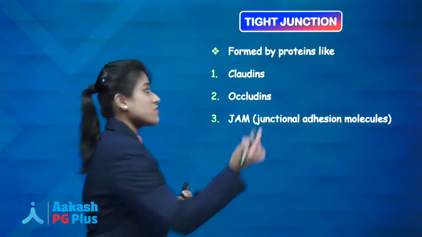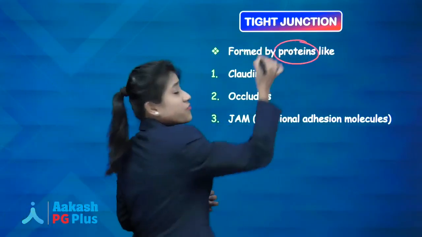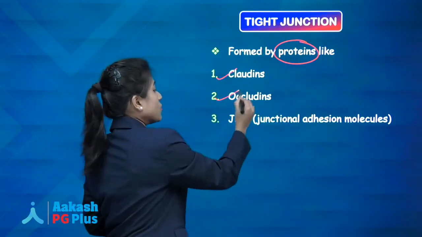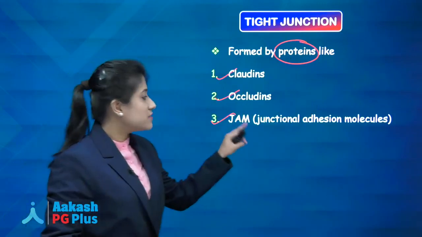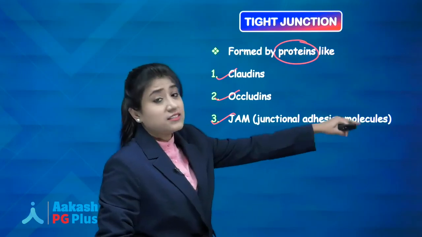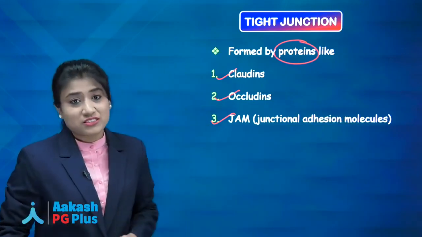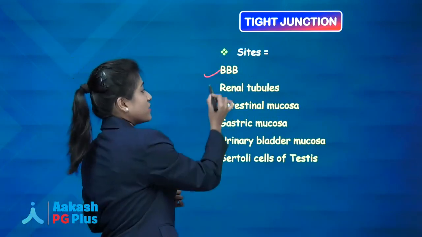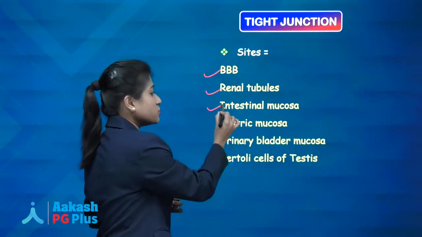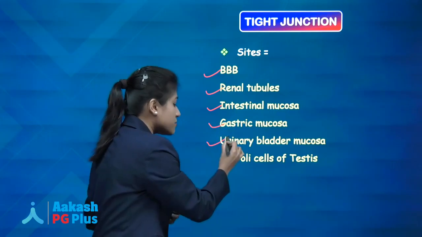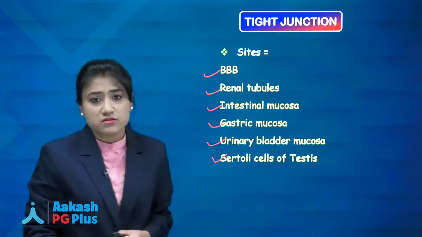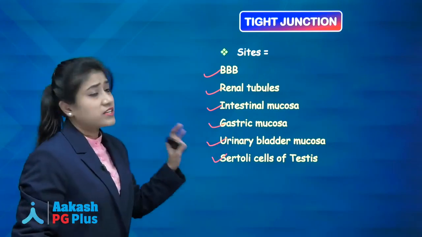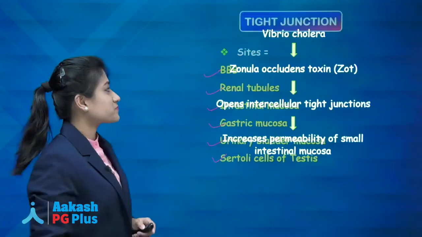So, remember one more thing, that the proteins which are forming this tight junction, write it down, it is very important: Claudin, occludin and JAM. What is JAM? It is junctional adhesion molecules. These proteins are there in your tight junctions. Then sites. Sites are blood-brain barrier, renal tubules, intestinal mucosa, gastric mucosa, urinary bladder mucosa, Sertoli cells of testis. Guys, these sites are very important. These are the sites where you will get the tight junction.